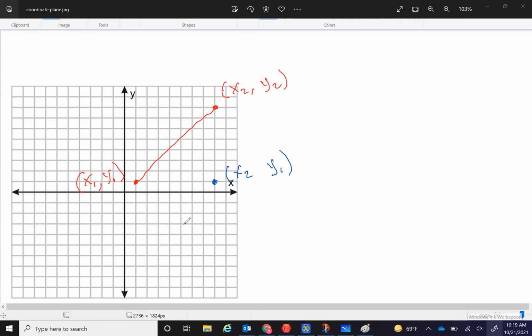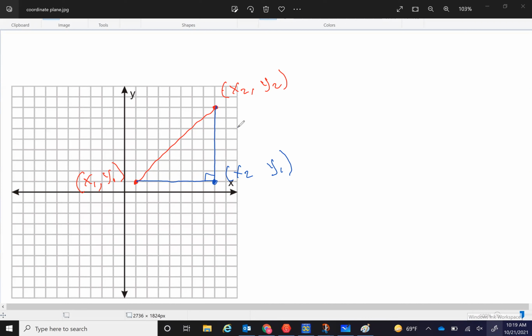Now, we're not going to be talking about midpoints. I have a question here, midpoints. No, we're talking about the distance between the 2 points. Now here, funny thing is that I can create a right triangle.